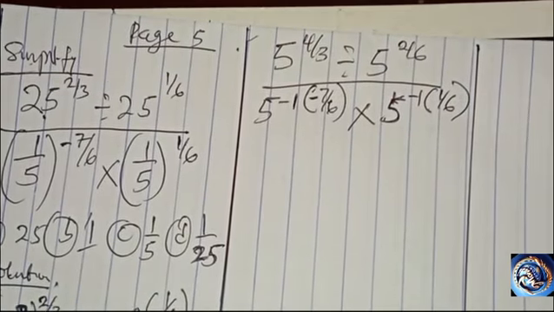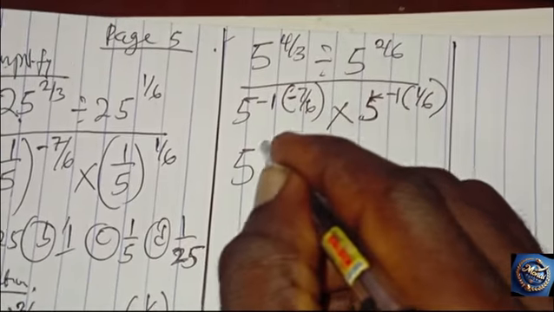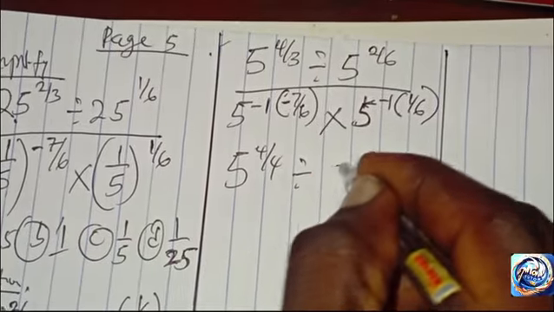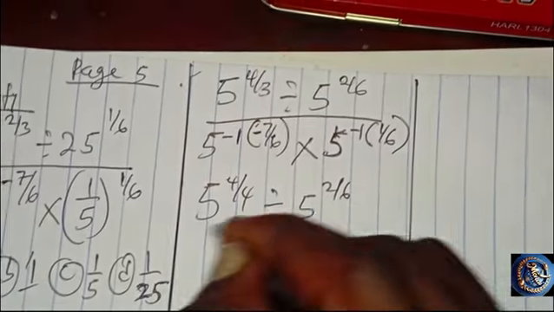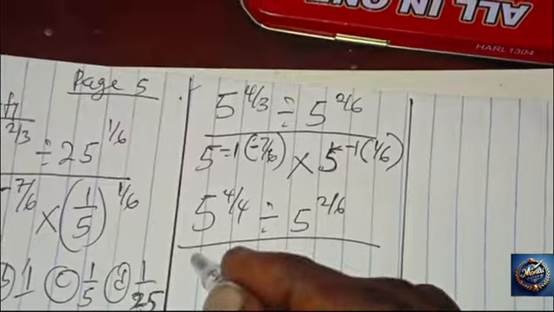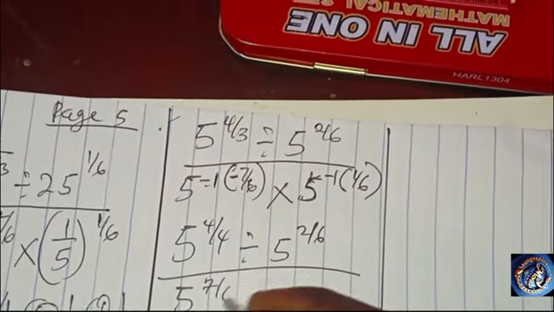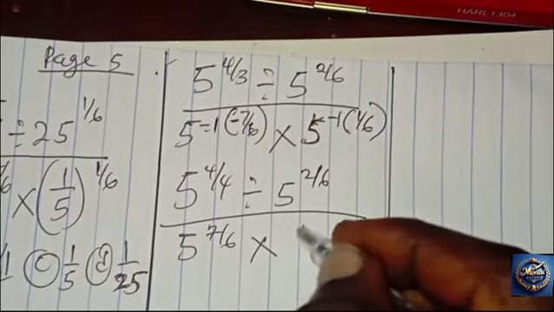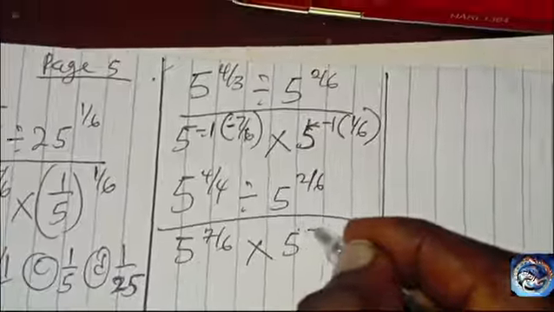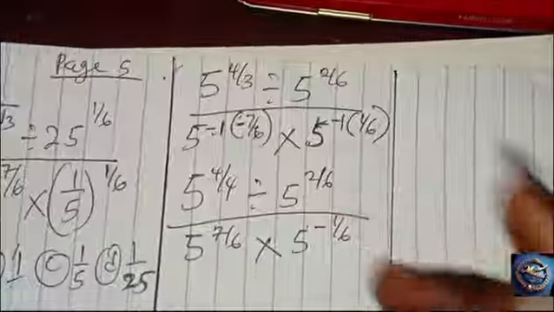So I'll open the bracket in the down part. I'll say 5 raised to power 4 over 3, divided by 5 raised to power 2 over 6, all over this. Minus cancels minus. I have 5 raised to power 7 over 6 times 5 raised to power minus 1 over 6.